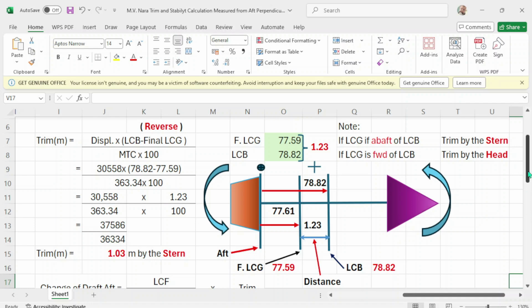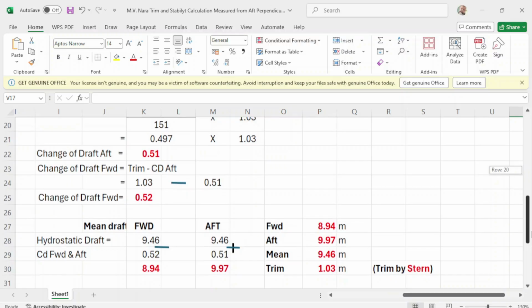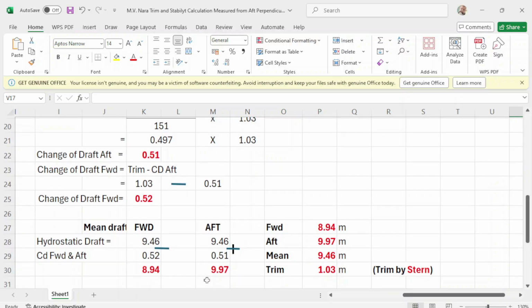forward and up movement. So you have now already forward and up drop. Forward is 8.94, up is 9.97, and for your mean, you add this one and divide it by 2, then your mean will be 9.46, and your trim will be your up drop minus your forward drop, which is 1.03. Look at the mean, this is the formula. You add forward and up, divide it by 2, then you get 9.46. Your trim is up drop minus your forward drop, 1.03.